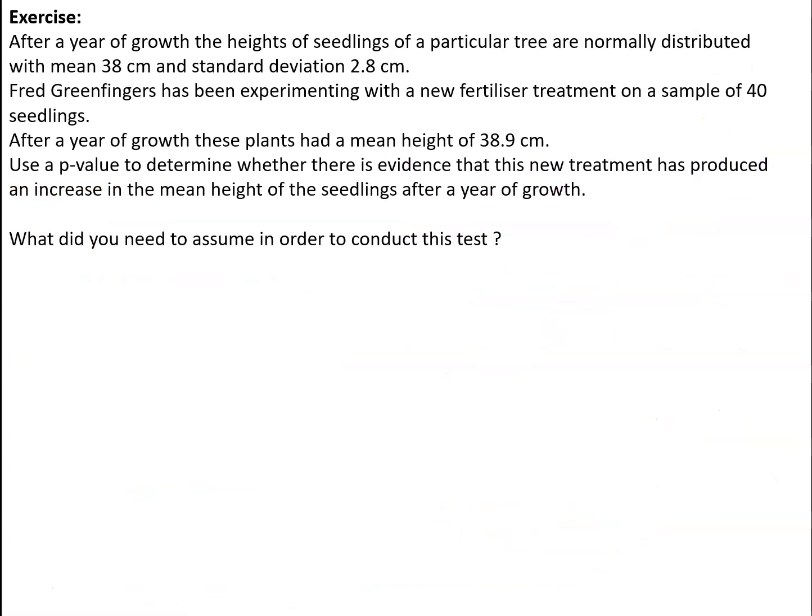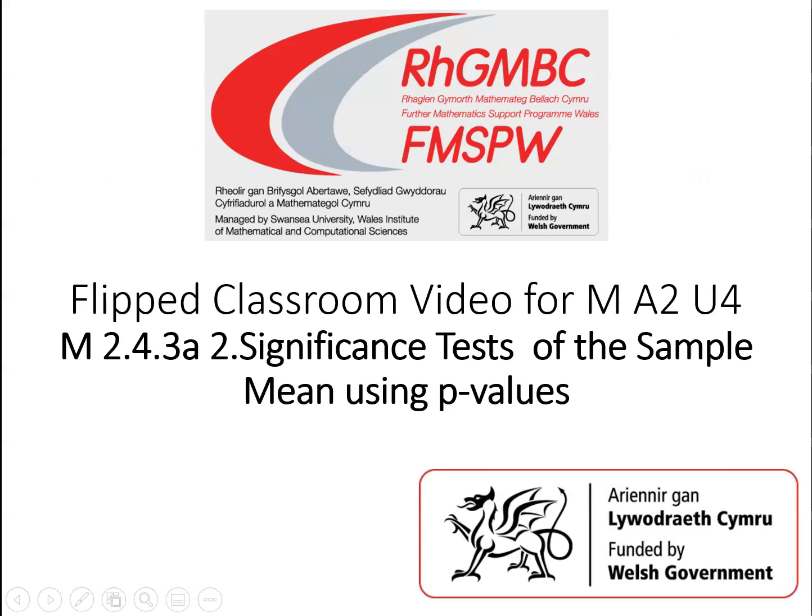Finally, to complete this work, there's an example here that I'd like you to try and work through and take to your next lesson. So pause the video, work your way through this example, and then take your solution along to the next lesson. In the next video, we're going to look at significance tests of the sample mean using a critical region.